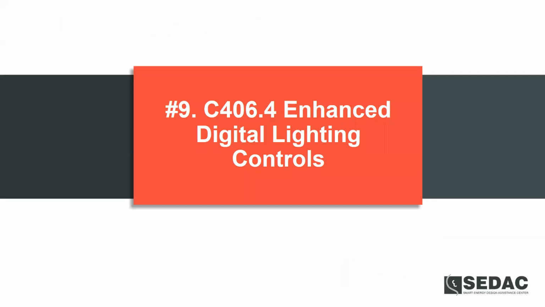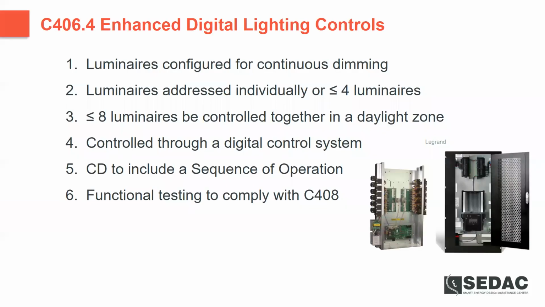The next section we're going to cover in that efficiency package option is enhanced digital lighting controls. This is not one that we see used very often, but it is kind of helpful for spaces that are going to have modular setups to them. Enhanced digital lighting controls are going to have these specific requirements that are going to allow for continuous dimming of lighting.